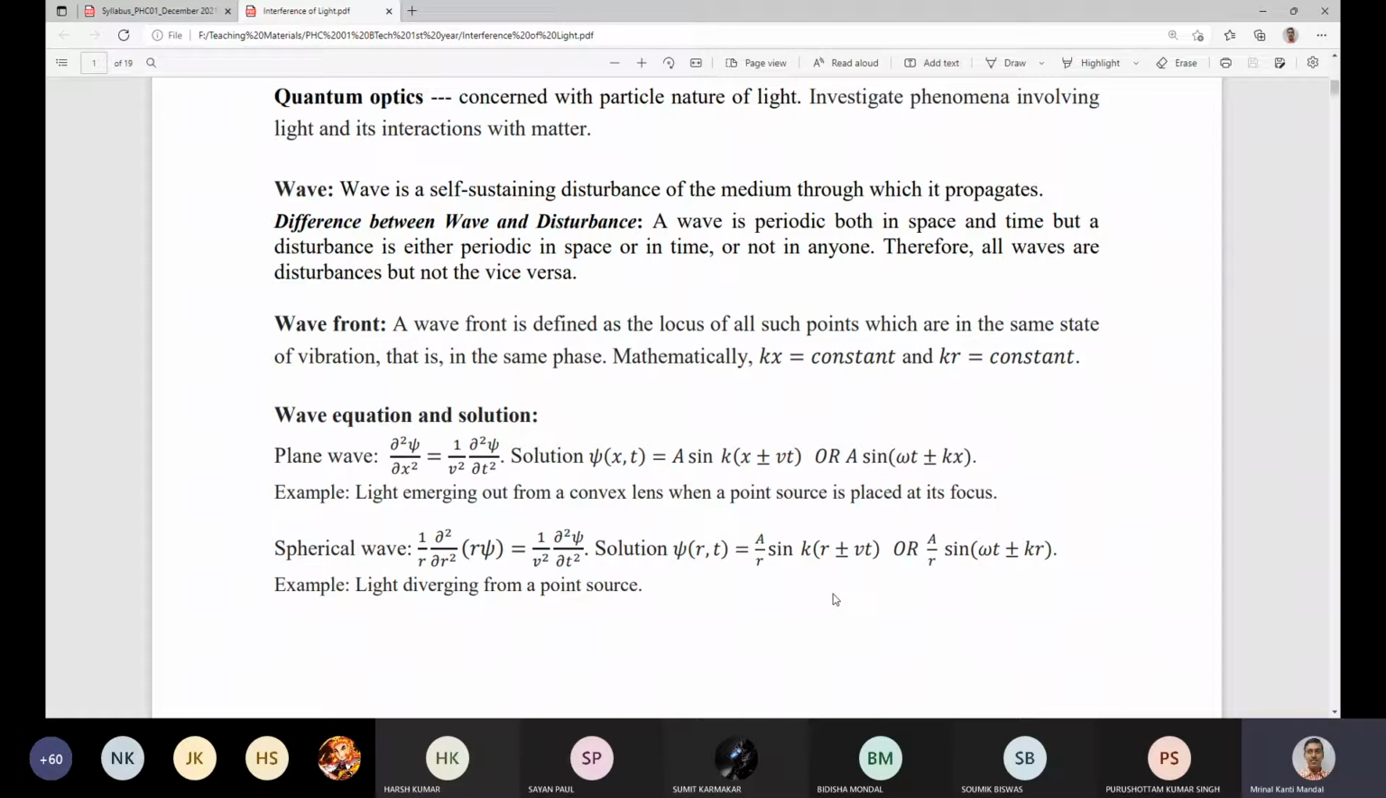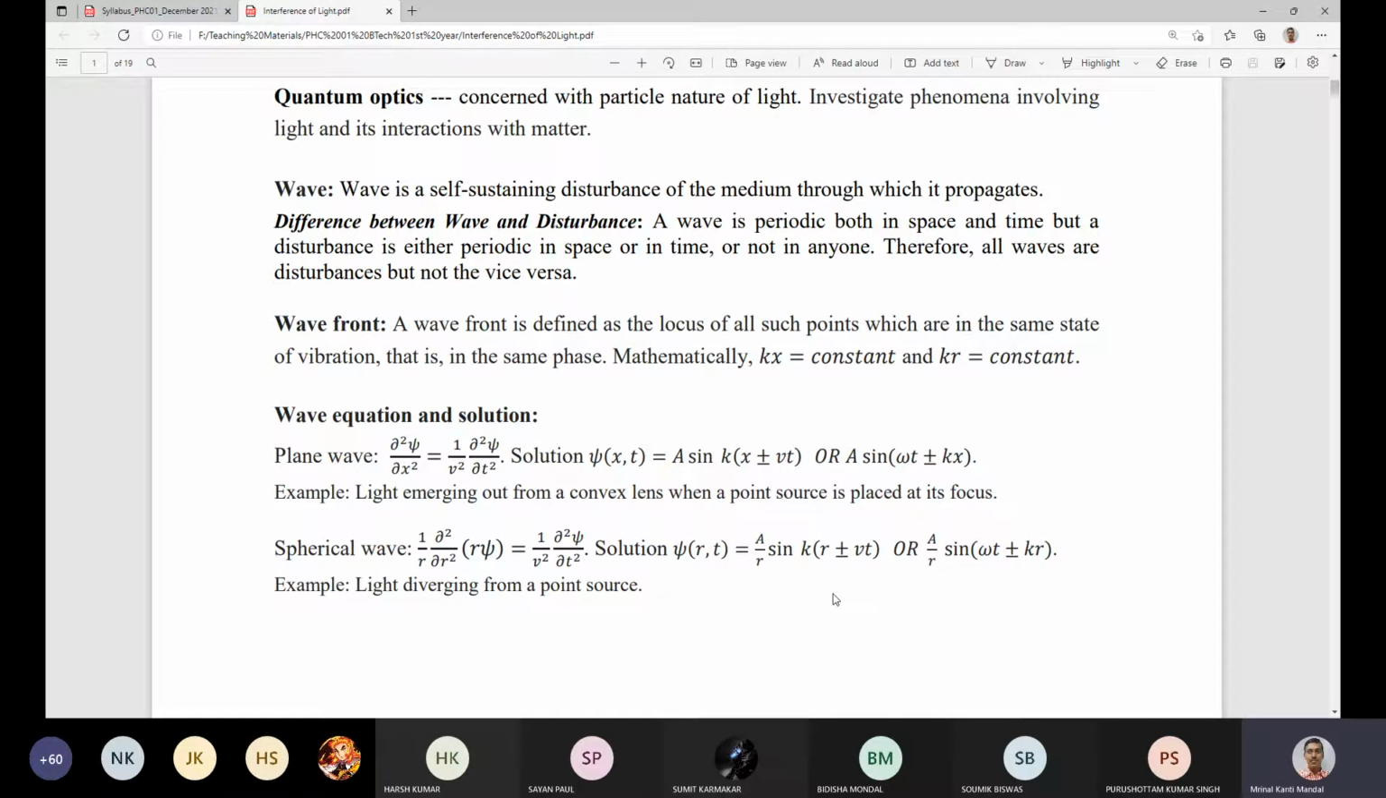Now we consider the wave front. If we consider the wave, then you know from your class 12, that is 10 plus 2, you have learned a lot of things about wave, that is progressive wave and standing wave, and there are different parts, that is amplitude, phase, and from the phase part you can extract its frequency, initial phase, time period, all those things you have already learned from the wave.